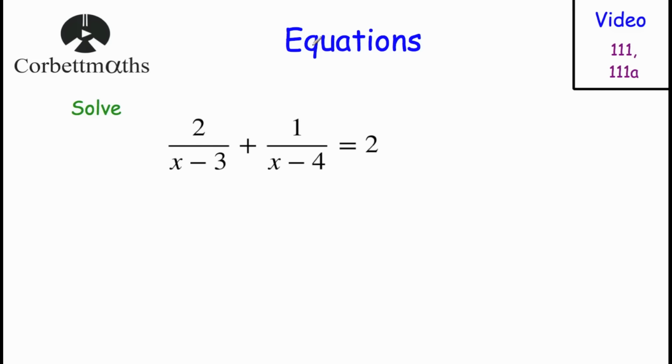Okay, let's have a look at our next topic. Our next topic is called equations, and that's video 111 and 111A on Corbettmaths. So here's our example. It says solve 2 over x minus 3 plus 1 over x minus 4 equals 2.